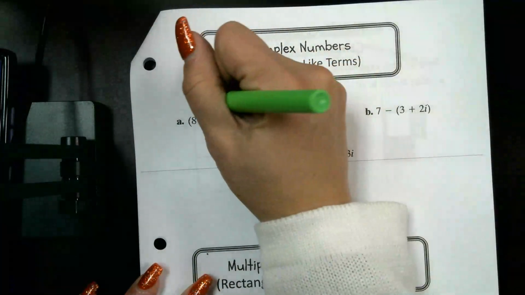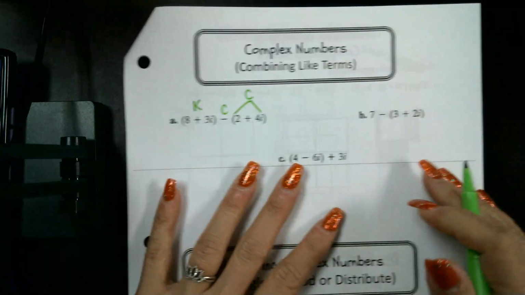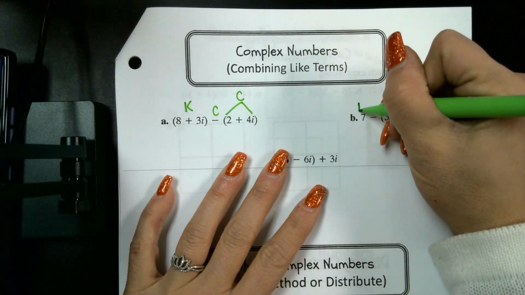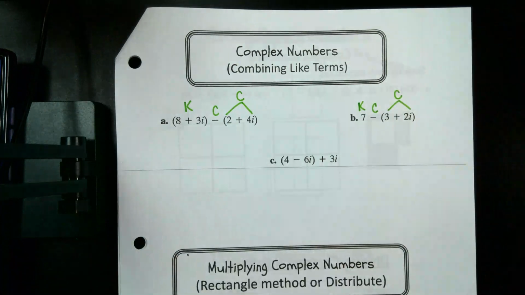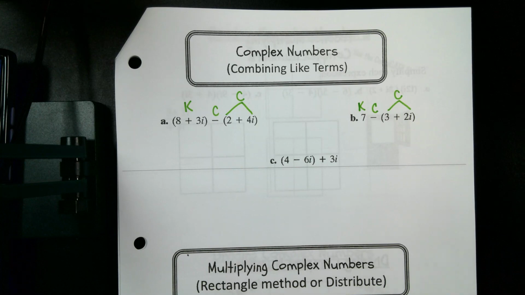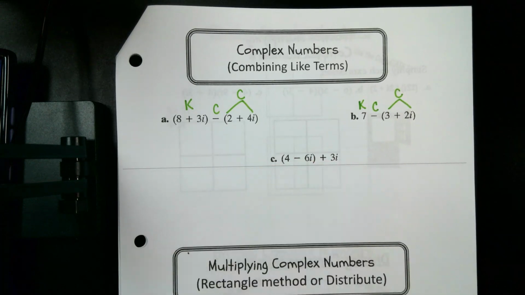So like A, you should be doing keep, change, change before combining. For B, I would keep the 7, and then I would change the minus, and I would change those. So you're doing keep, change, change on B. Letter C, you don't have to because these two are being added to 3i. So that one you can leave alone. Try them. Do keep, change, change on A and B, and then combine like terms. And then we'll compare.